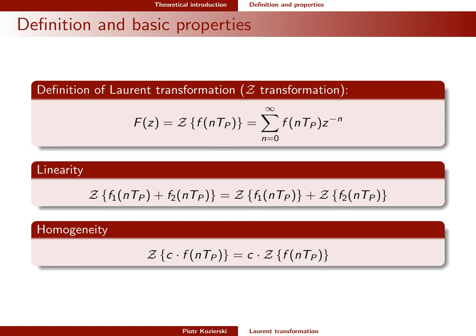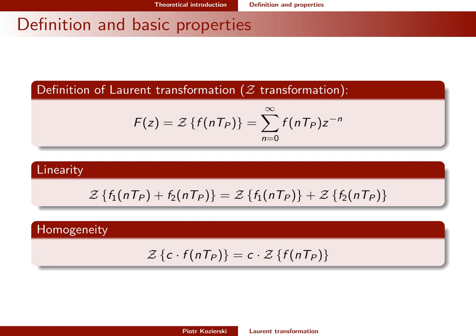By definition, the Laurent transformation of function f of ntp is equal to the sum, with n from 0 to infinity, of the values of function f of ntp times the complex variable z to the power of minus n. The basic properties are linearity and homogeneity, which are rather obvious. The transform of the sum is equal to the sum of the transforms. And if we have a transformation of the function times a certain constant, we can take this constant before the transformation.